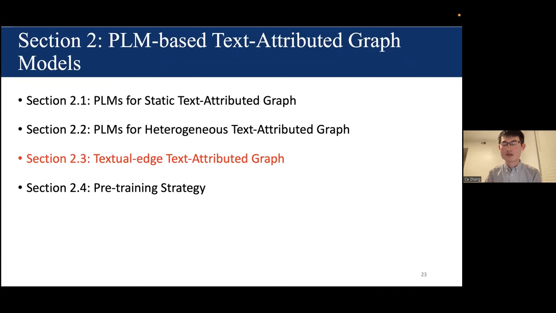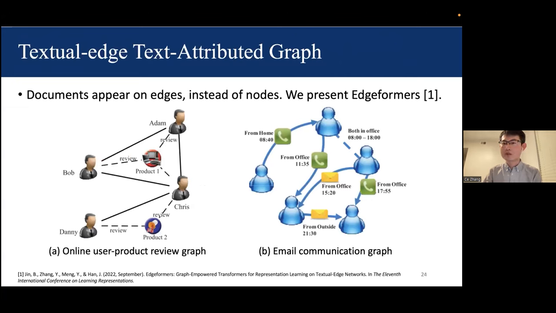The next scenario is the edge text-attributed graph. Sometimes documents appear on edges instead of nodes. Just now, we presented Graphformer and Heterformer. Both of these two models have documents on the nodes, right? For example, we have papers, and papers have citations. Papers are nodes, and citations are links. But sometimes, documents can appear on edges.